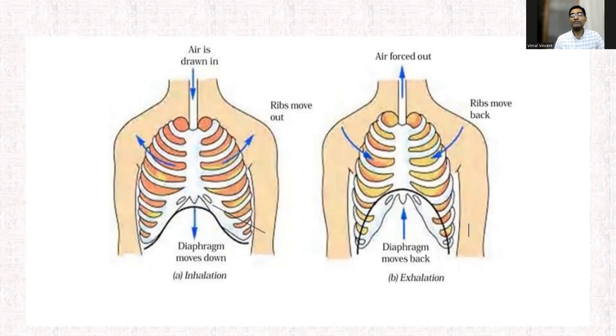Expiration is passive in normal physiological ventilation, and it occurs by the relaxation of the diaphragm. As a result, because of the elastic recoil of the lungs and also the recoil of the rib cage, the intrapleural pressure increases and the air is forced out of the lungs. In the initial part of expiration, the elastic recoil of the lungs and the recoil of the rib cage act in the same direction. But towards the end of expiration, the rib cage exerts a force opposite to the elastic recoil of the lungs. And once these two forces balance out, the expiration stops.